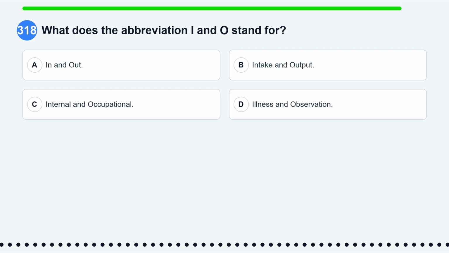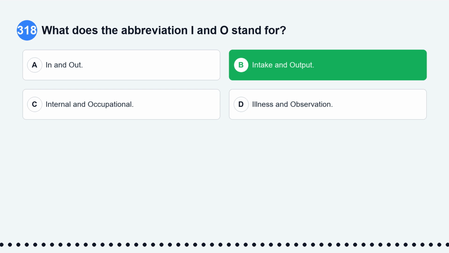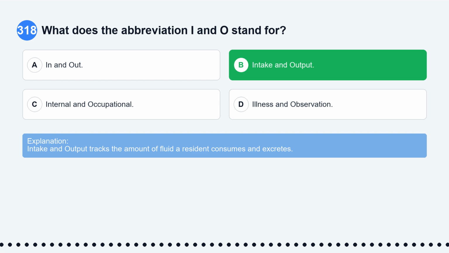Question 318. What does the abbreviation INO stand for? Option A, in and out. Option B, intake and output. Option C, internal and occupational. Option D, illness and observation. The correct answer is option B, intake and output. Intake and output tracks the amount of fluid a resident consumes and excretes.